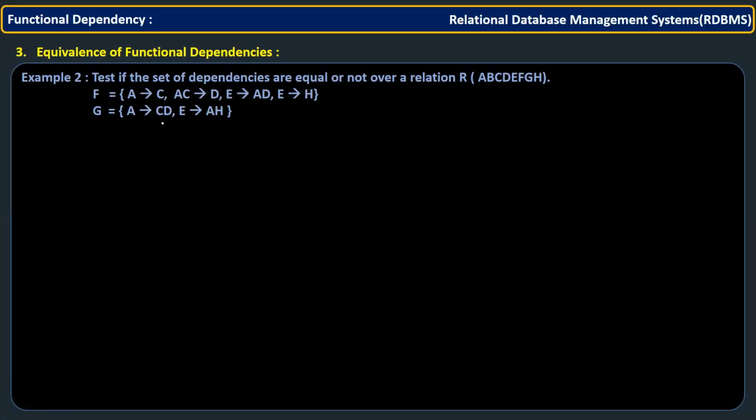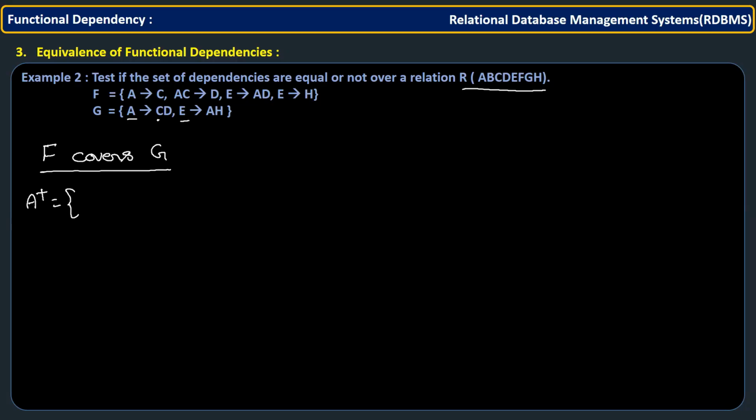Hi. So now let us take this example for finding whether these two sets of FDs are the same or not over this relation R. Okay. So the first one is F covers G. Let us find this one. F covers G actually. In this case, if you see G, you have A, E in the LHS side. So let us find the A closure.